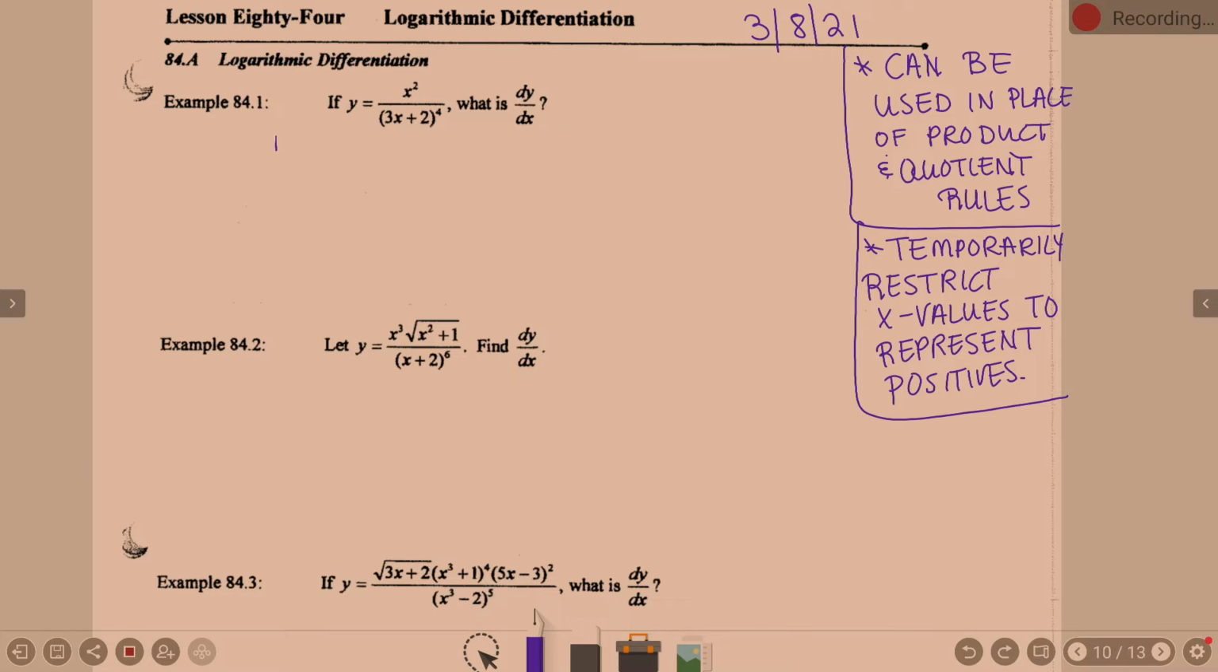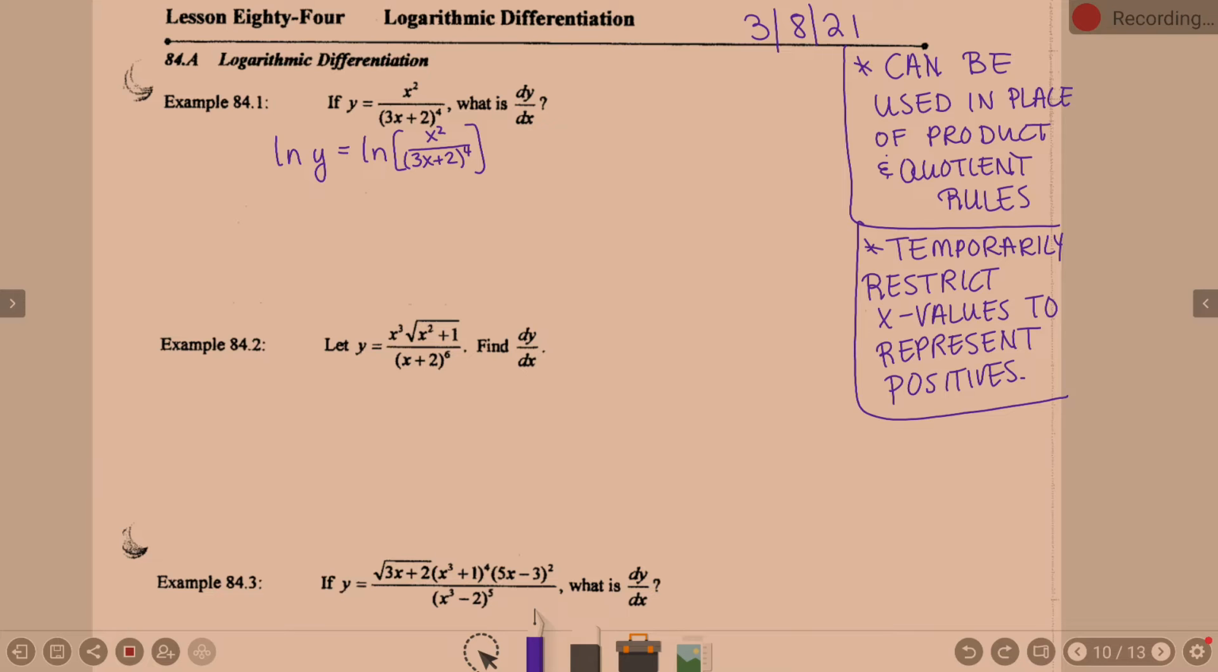So I'm going to start with the natural log of y equals the natural log of x squared over 3x plus 2 to the 4th. As I said, there are lots of steps, lots of writing here. I probably should have skewed that over to the left a little bit. Now we're not going to take any derivatives yet. That's a couple steps in. First thing we did is we just took the log of each side. Now, think about your log rules.